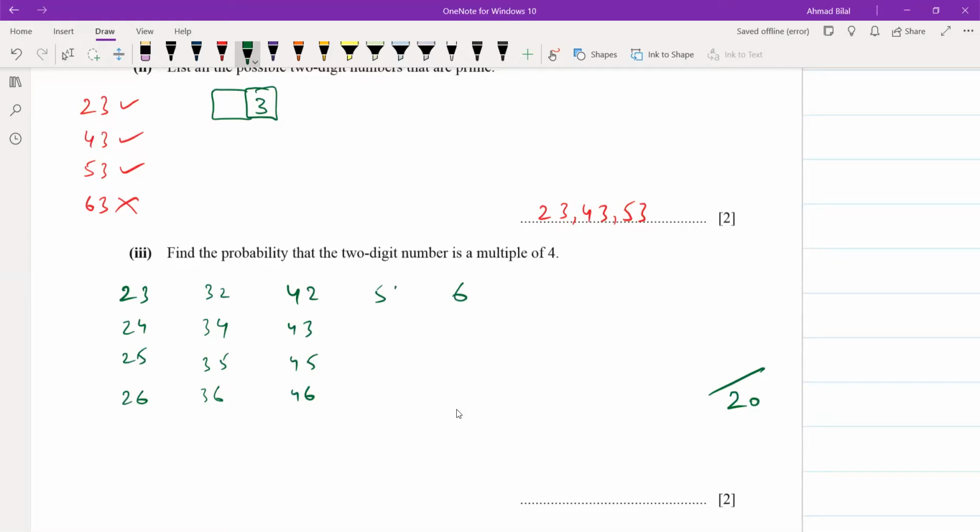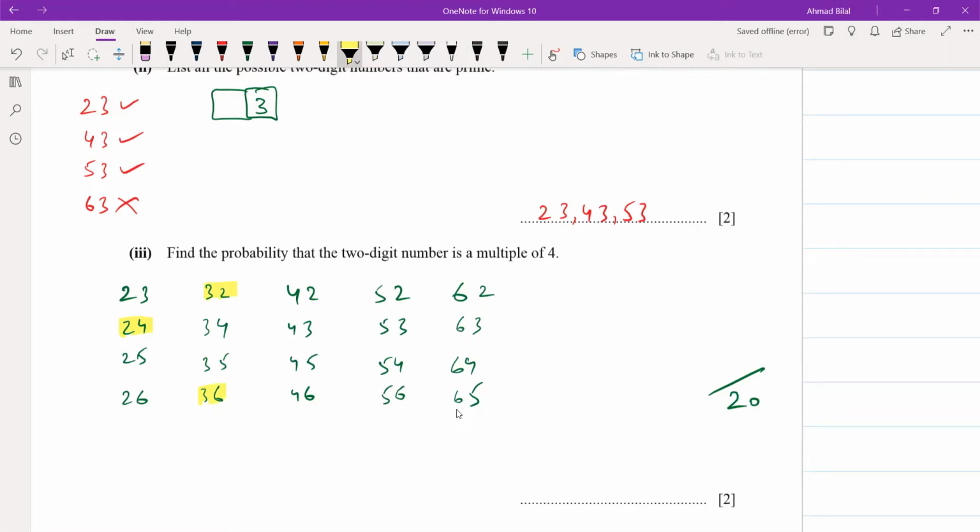Then you have 52 53 54 56. Then you have 62 63 64 and 65. ये सारे numbers possible हैं, total 20. अब कौन-कौन से आपके 4 के multiples हैं? Odd numbers तो नहीं हो सकते, even numbers में देखते जाएं. 24 है, 26 नहीं है, 32 है, 36 है.